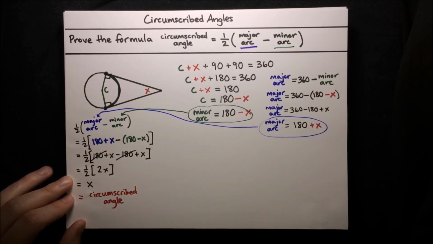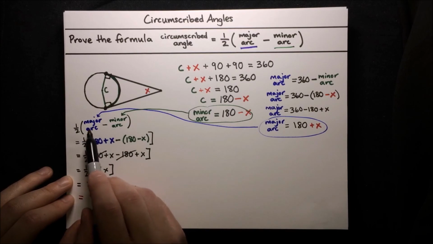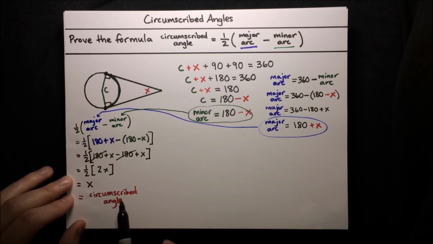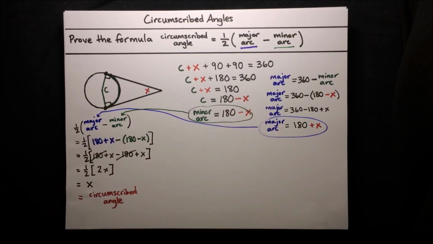So there we go, we've got it. 1/2 the difference of the two arcs is equal to the circumscribed angle. That's what we wanted to prove. So now we know how to work with circumscribed angles in the context of circles. And in the future, we'll also learn how to work with inscribed and circumscribed shapes in general.